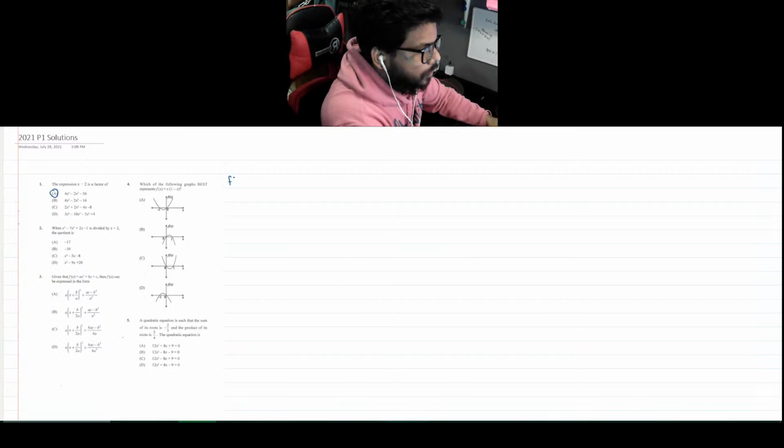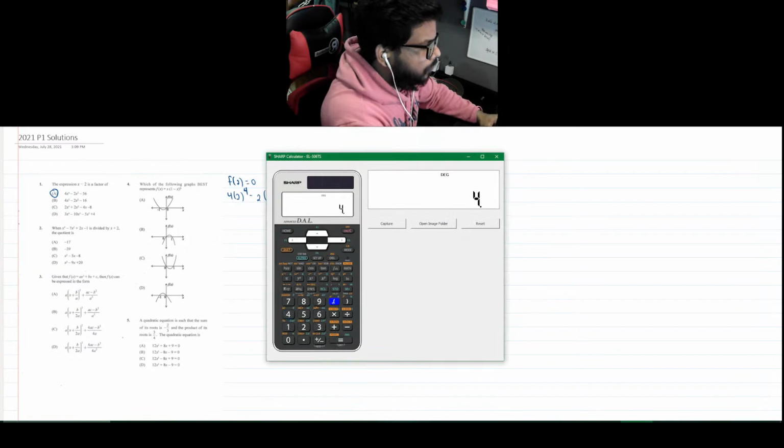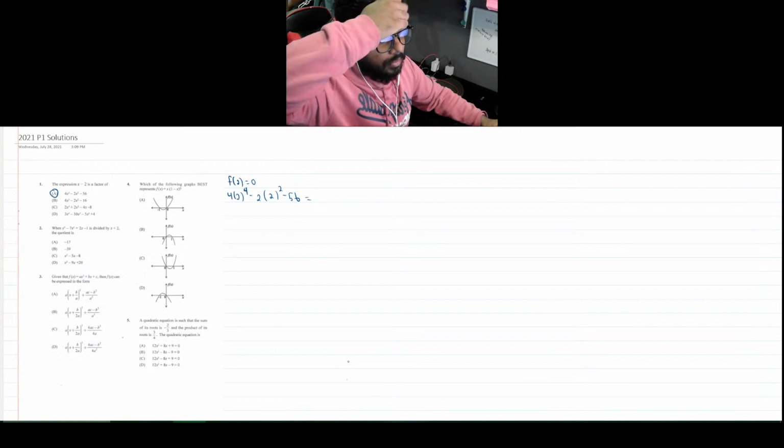If we calculate what f of 2 is, f of 2 is supposed to be equal to 0. So we get 4 into 2 to the power 4 minus 2 into 2 to the power 2 minus 56, is equal to, calculator, 4 into 2 to the power 4 minus 2 into 2 squared minus 56. 0. Easy answer.